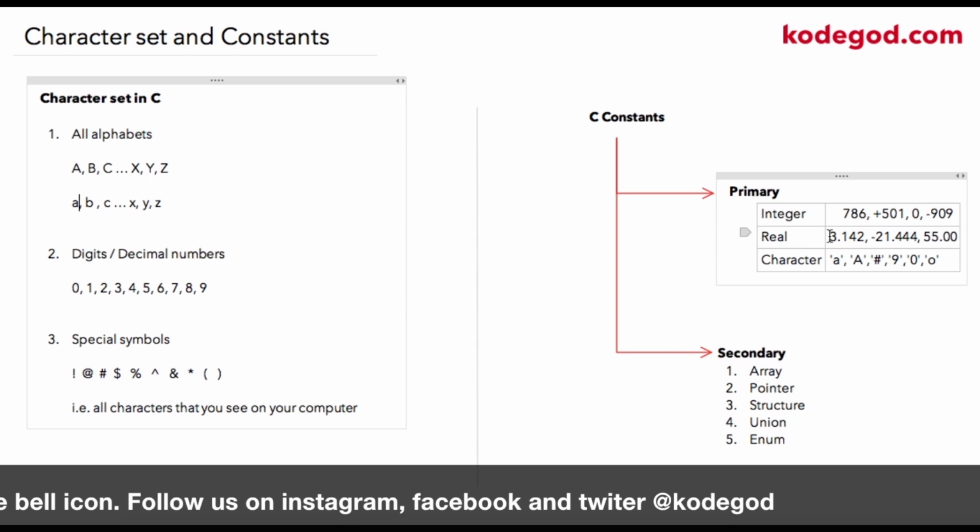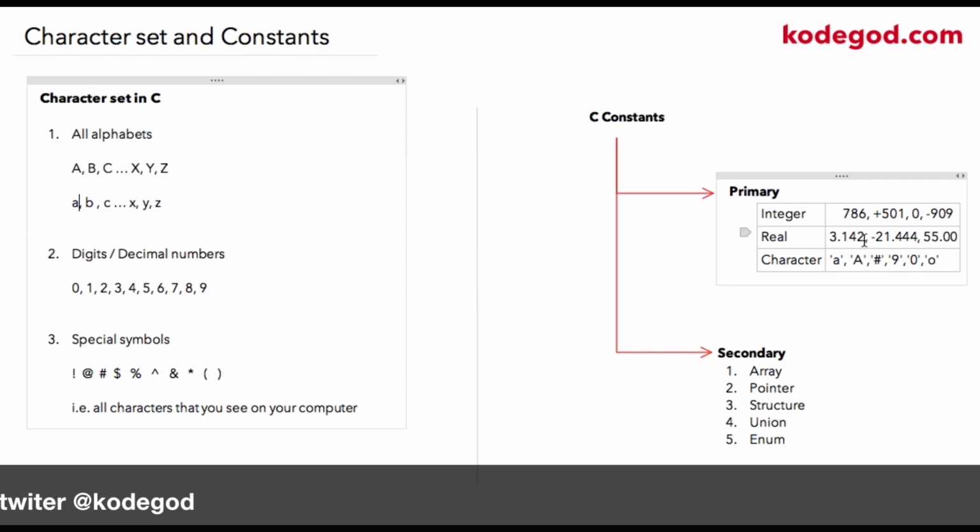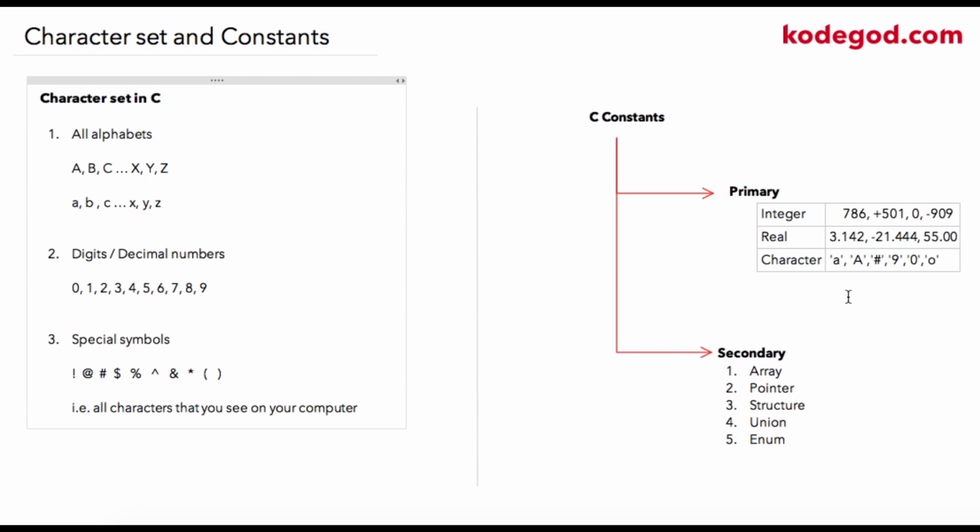Similarly, we have real constants which have a decimal point in them. So 3.142 is a real constant, -21.444, 55.00, these are also real constants. Then we have character constants. So small a, capital A, all special symbols. In fact, digit 9 as a character can be a character constant. Then we have secondary constants: arrays, pointer, structure, union, enum. These are secondary constants. We are going to check all these as our study progresses.